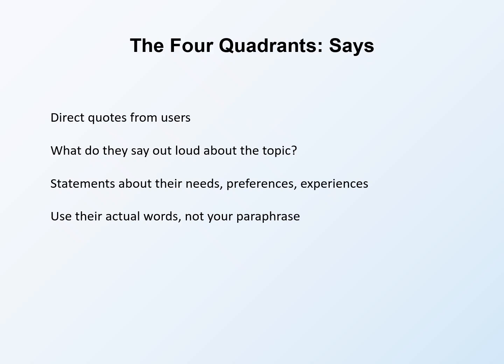Let's start with the says quadrant. This is for direct quotes from users. What do they say out loud about the topic you're exploring? Statements about their needs. "I need something quick because I'm always rushed." Statements about their preferences. "I prefer to talk to someone in person rather than use the website." Statements about their experiences. "Last time I tried to get help, no one returned my call."